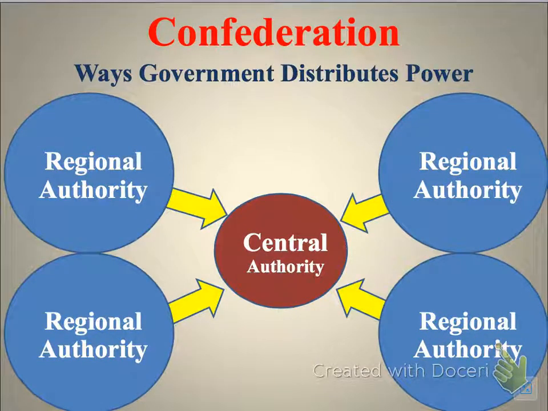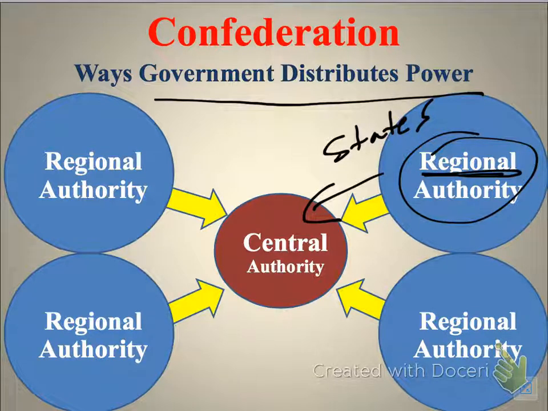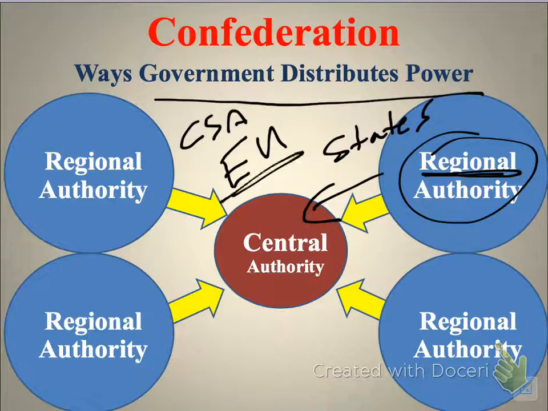In a confederation, again talking about ways that governments distribute power, you've got the regional authorities, the states or provinces, or in some cases countries, that tell the central authority what to do. So all of the power is really with the regional guys, and they tell the central people what to do. An example of this would be the Confederate States of America during the American Civil War, but the one that you need to really know about that exists today is the European Union.